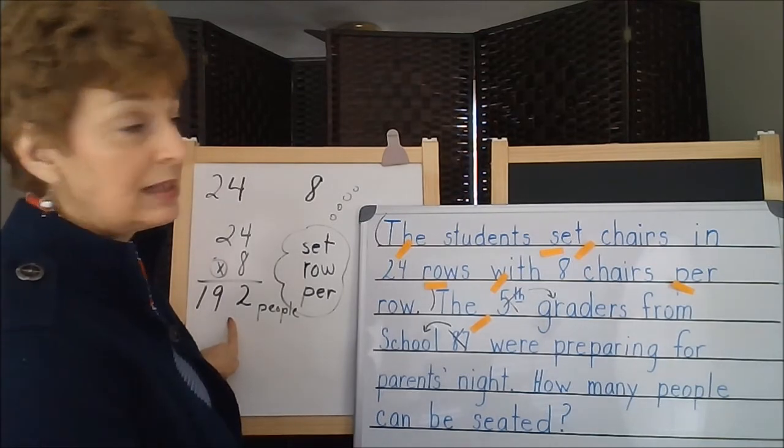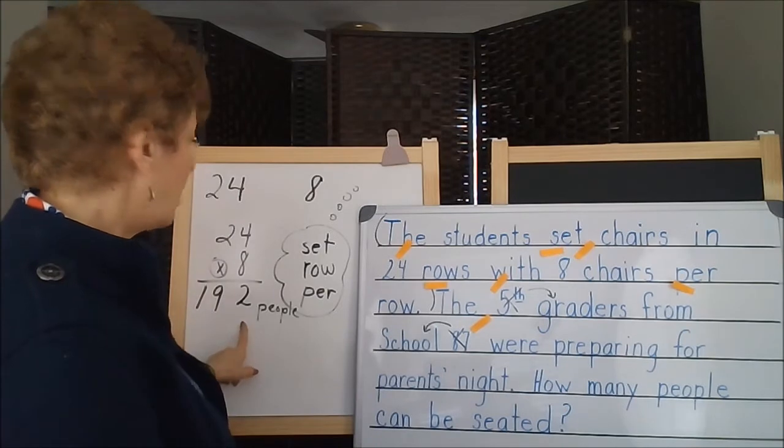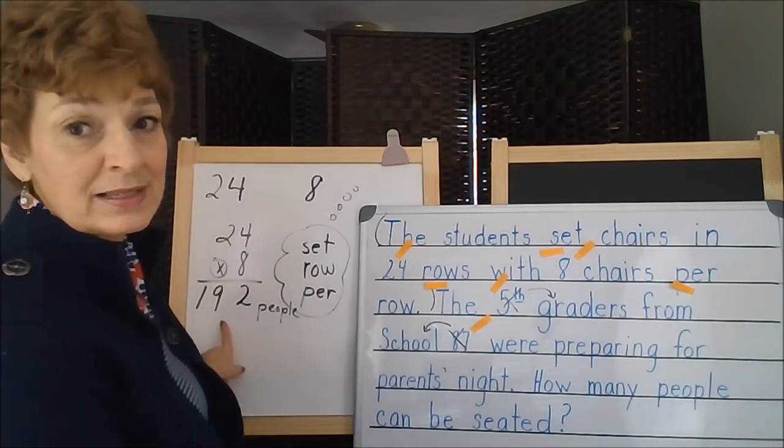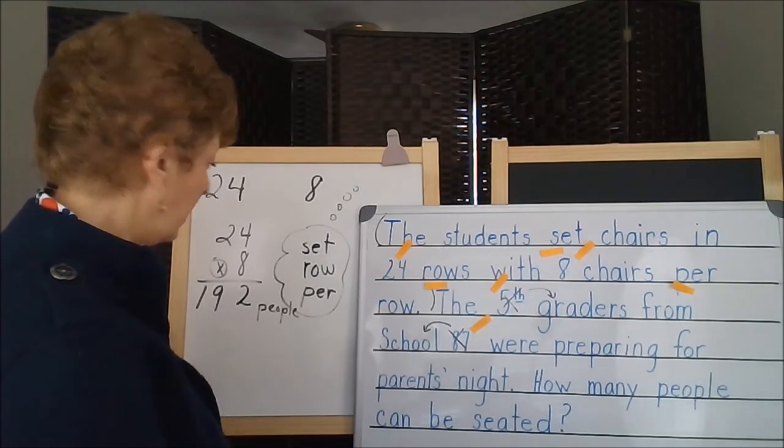192 is definitely larger than either of our other numbers. So it makes a whole lot of sense to have multiplied those numbers.